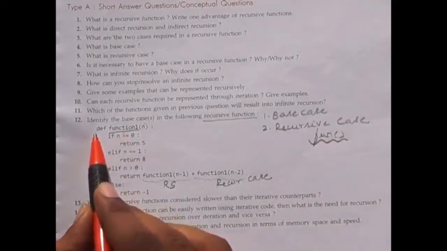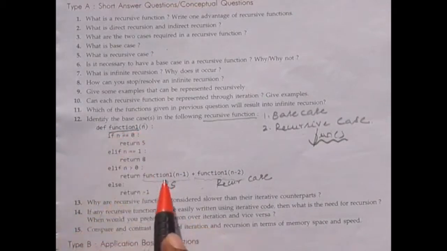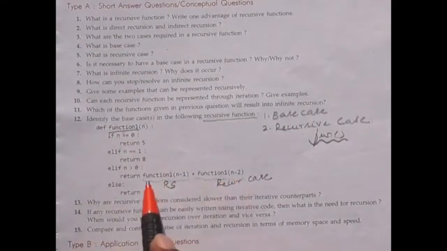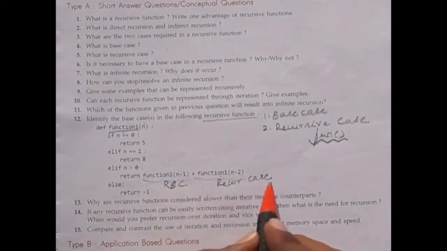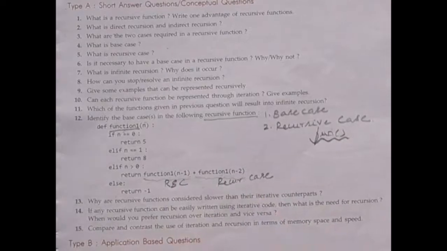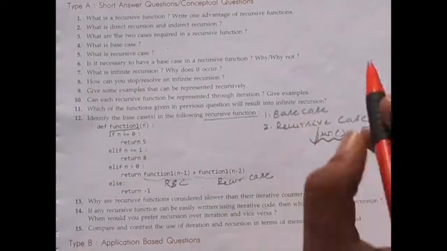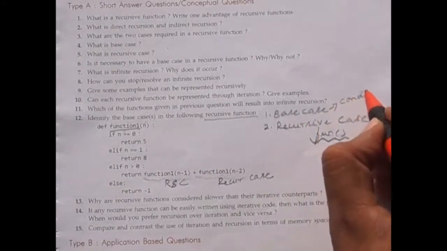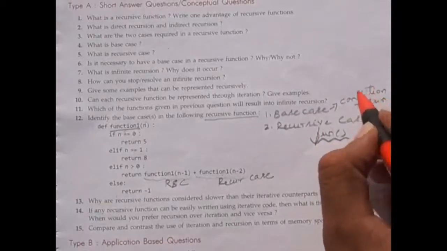Inside the definition, function 1 is there. Again the same function 1 calling statement is available here, and again here. So this calling statement is a recursive case and this calling statement is a recursive case. Then the remaining one is the base case. This base case will contain a condition and a return statement. Got it?